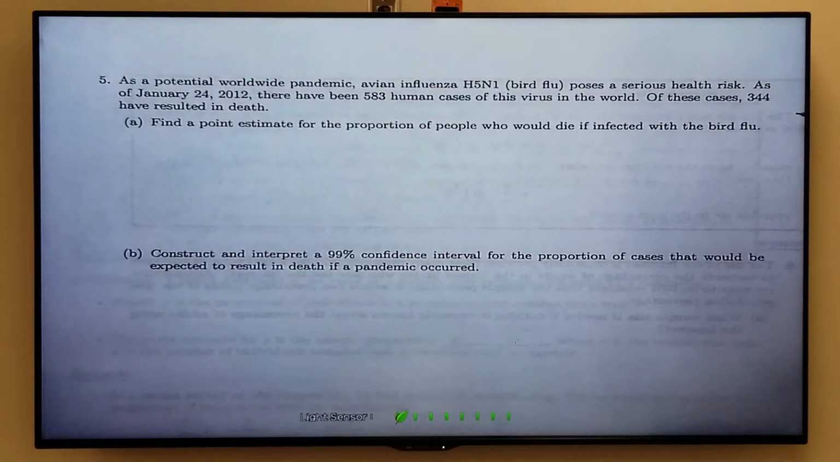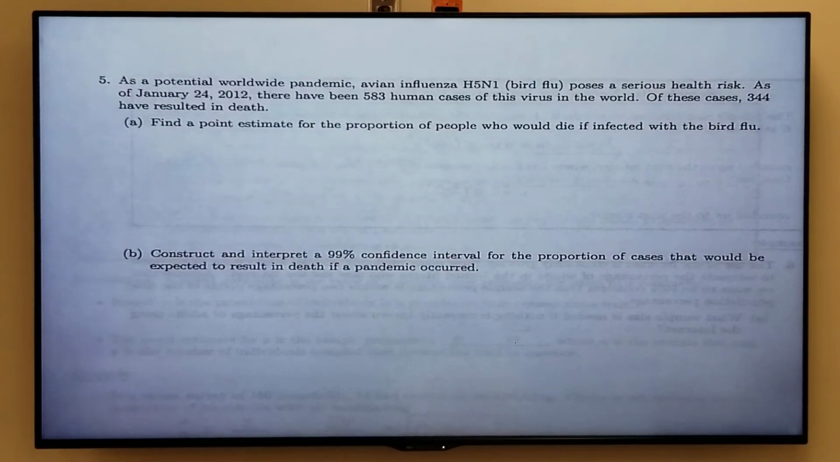Bird flu. Okay, it was a big deal a few years ago. As a potential worldwide pandemic, avian influenza H5N1 poses a serious health risk, or used to, right? As of January 24th, 2012, there have been 583 cases of this virus in the world. Of these, 344 resulted in death. So it maybe didn't spread quite as much as coronavirus, but I think it was a little bit more serious. You were more likely to die from it if you did actually end up getting it, right?